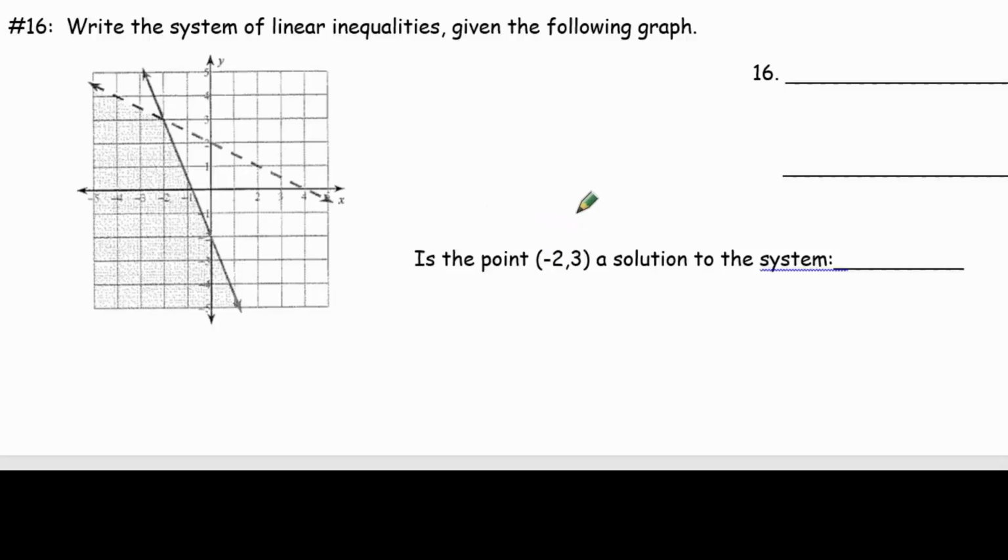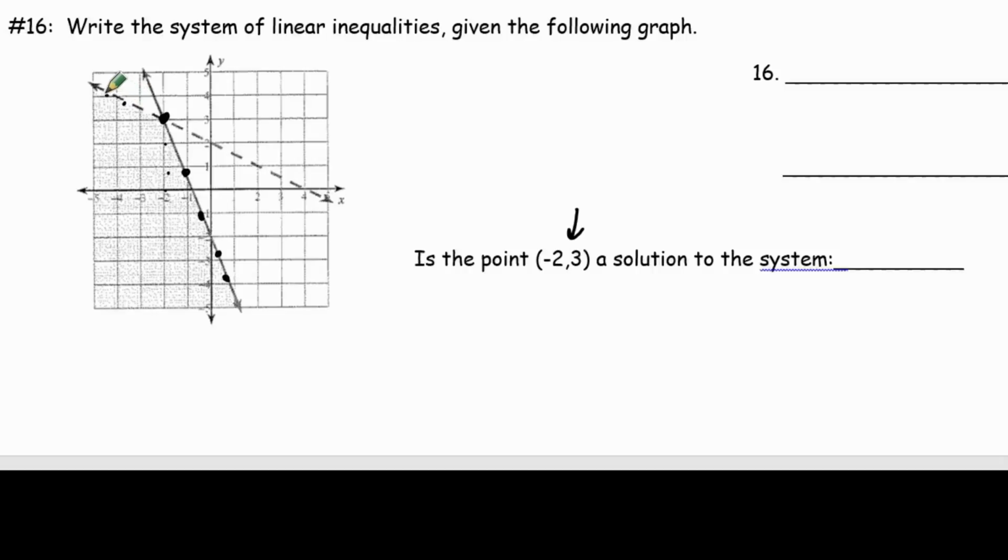So let's actually answer the second question first. Is negative 2, 3 a solution? If I go down to negative 2, up 1, 2, 3, is it a solution to the system? Ooh, that's a tricky one because it's on the edge. Now here's the thing. The solid lines are solutions. That's the whole idea of drawing them. Solid means they are part of the solution.